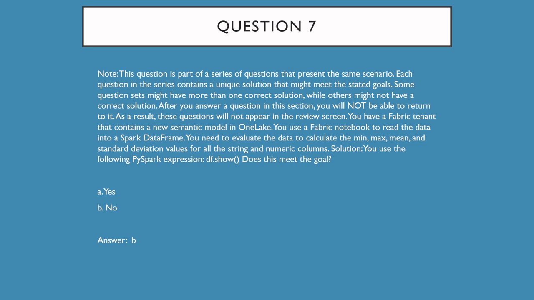The question starts with a scenario. This question is part of a series of questions that presents the same scenario. Each question in the series contains a unique solution that might meet the stated goals. Some question sets might have more than one correct solution, while others might not have a correct solution. After you answer a question in this section, you will not be able to return to it. As a result, these questions will not appear in the review screen.